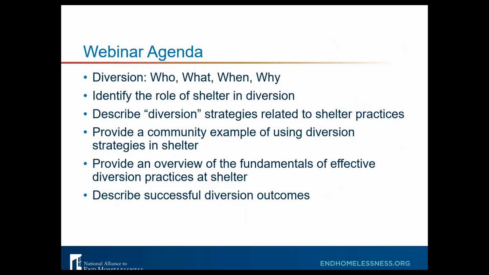So our agenda for the webinar today is the following. We're going to be talking about diversion, the who, what, when, and why of diversion. And we're really focusing on identifying the role of shelter in diversion. We will be describing diversion strategies related to shelter practices, provide community examples of using diversion strategies in shelter, provide an overview of the fundamentals of effective diversion practices at shelter, and describe successful diversion outcomes.